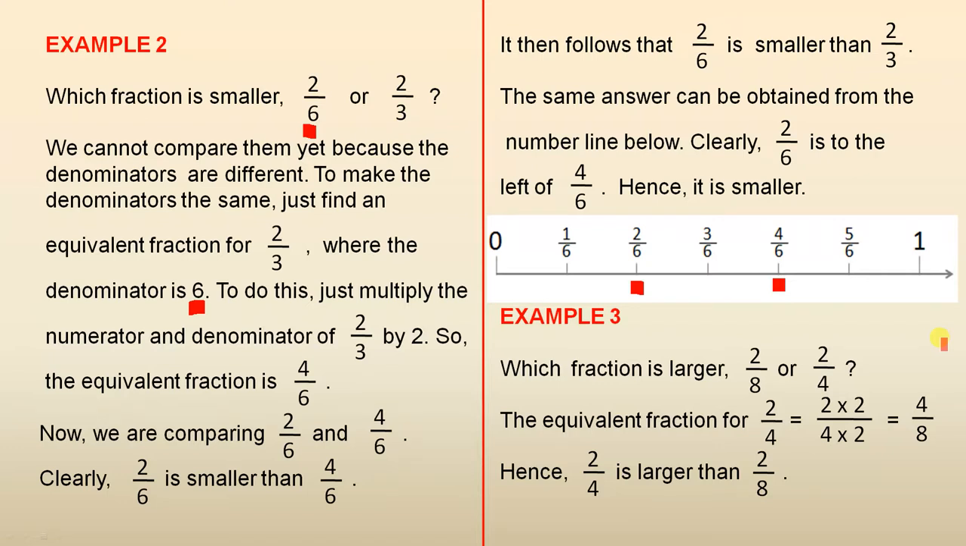Example 3. Which fraction is larger, 2 over 8 or 2 over 4? Now the equivalent fraction for 2 over 4, you just multiply the numerator and denominator by 2, which gives you 4 over 8. So 2 over 4 and 4 over 8 are the same, they are equivalent. Hence, 2 over 4 is larger than 2 over 8 because 2 over 4 is 4 over 8 as we've just seen. Hence, 2 over 4 is larger than 2 over 8.